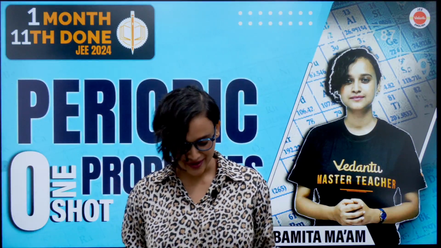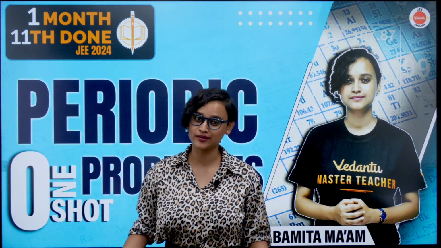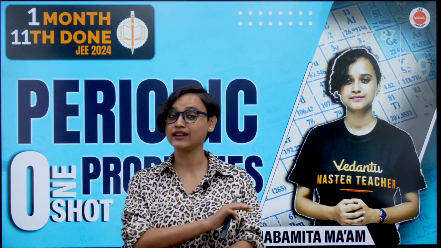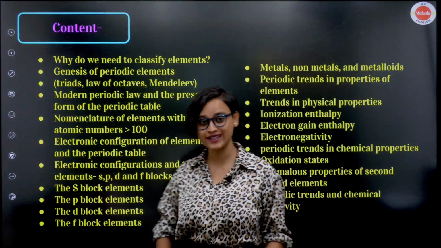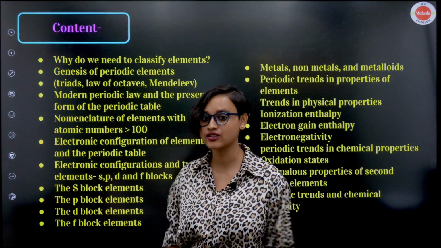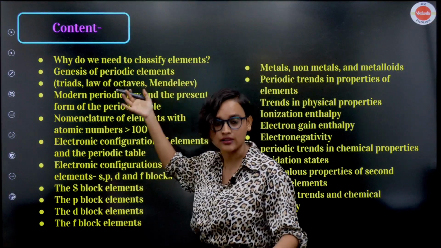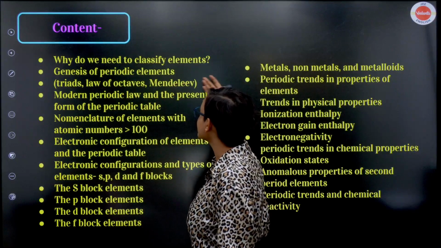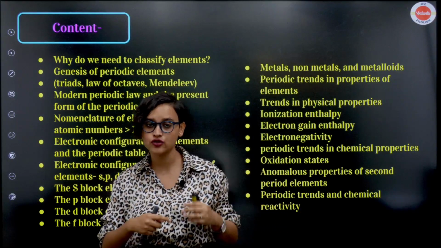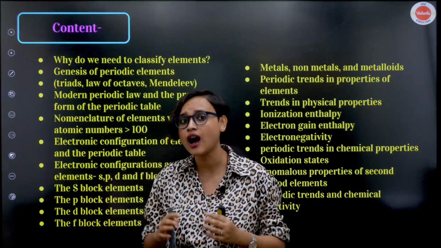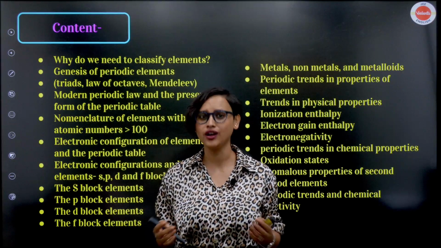All right. So here we are with one of my favorite chapters in inorganic chemistry, that is periodic properties, and absolutely in one shot. So let's quickly take a look at what exactly is there in this chapter. We have why do we need to classify elements? Because of course there are a lot many. Genesis of periodic elements, basically it will be a run through the history of periodic elements. Like obviously how the periodic table looks like today is not how it used to look like always, right?